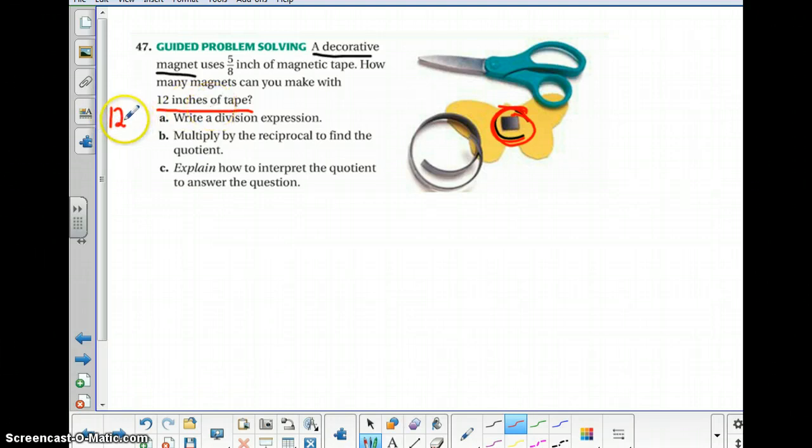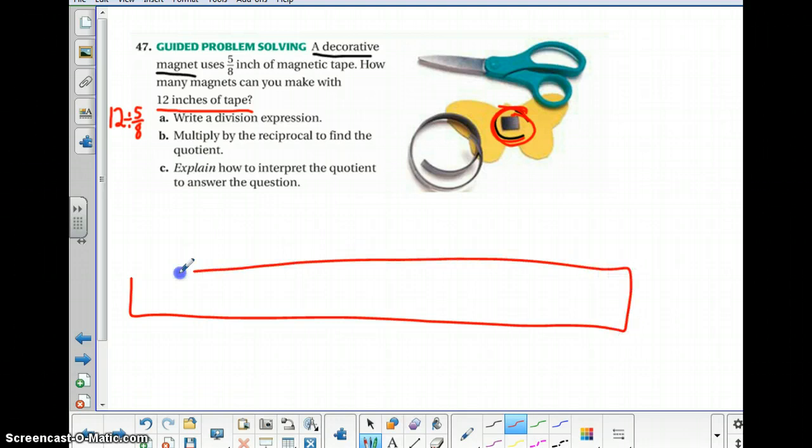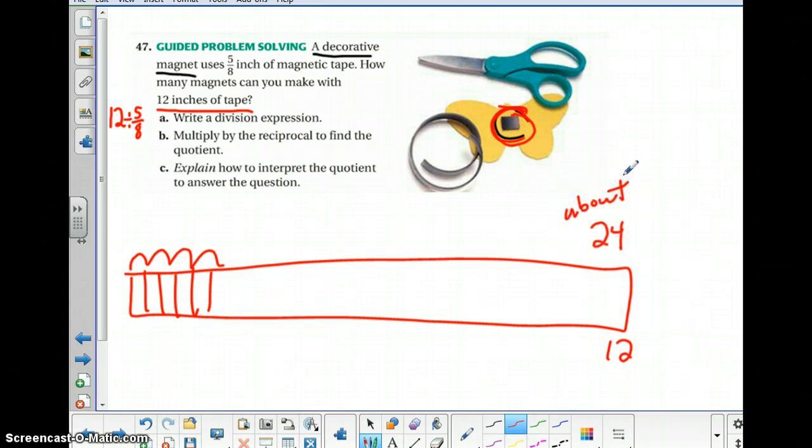We're going to take that 12 inches and divide it into 5/8. Each piece is 5/8. The question is, how many 5/8 are in 12? What's another way of saying that? How many 5/8 are in 12? And we did that model. If we had 12 inches, how many 5/8 are there in 12? Well, we estimated about 24. That is our estimate. To find out for sure, we actually divided using an algorithm.